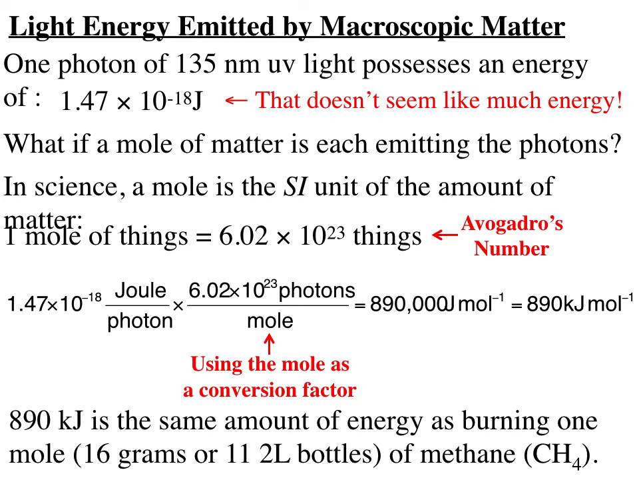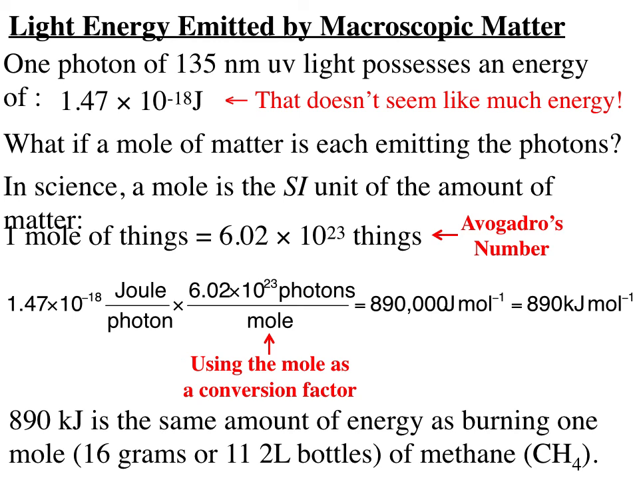So if the UV light photon of 135 nanometers has energy 1.47 times 10 to the minus 18 joule per photon, and I have a mole of those photons, I will multiply by that conversion factor, 6.02 times 10 to the 23rd photons per mole, which will give me 890,000 joules of energy per mole when I do the conversion. Now, if I put that into kilojoules, to make that number a little more normal size, I would divide the joules by 1,000 joules per kilojoule, and that would be 890 kilojoules per mole.